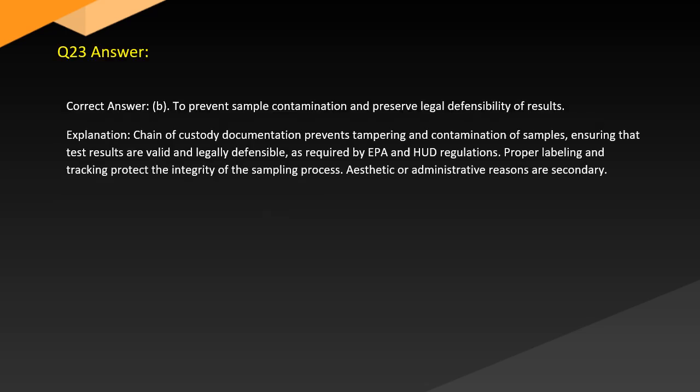Answer. Correct answer: B. To prevent sample contamination and preserve legal defensibility of results. Explanation. Chain of custody documentation prevents tampering and contamination of samples, ensuring that test results are valid and legally defensible as required by EPA and HUD regulations. Proper labeling and tracking protect the integrity of the sampling process. Aesthetic or administrative reasons are secondary.